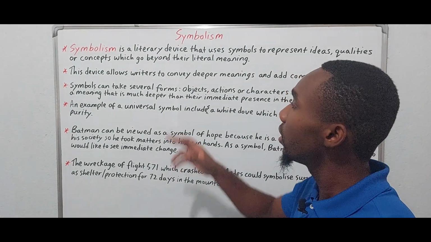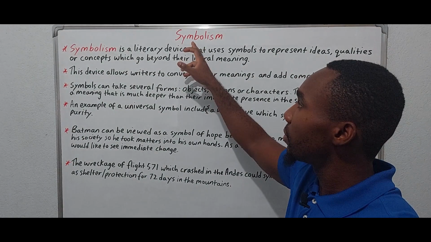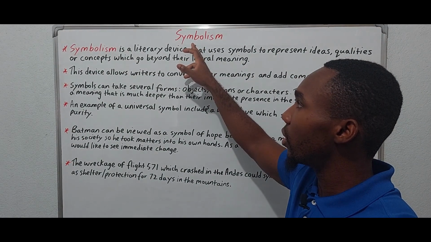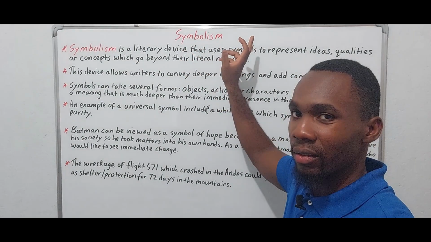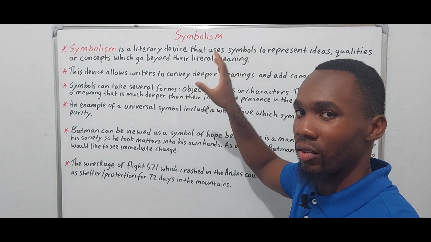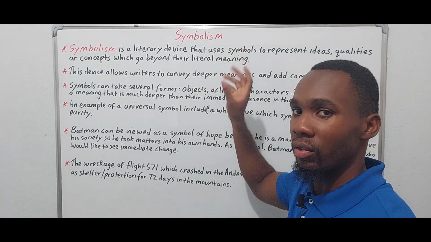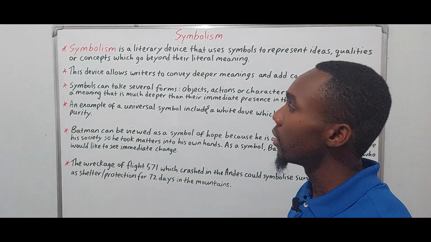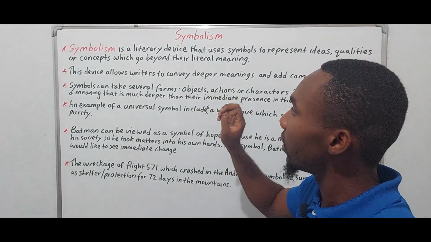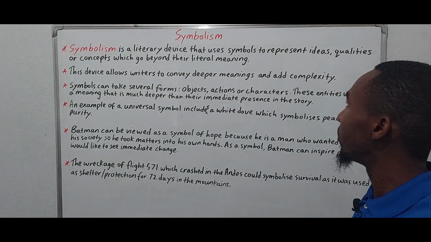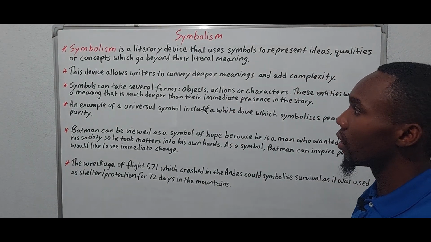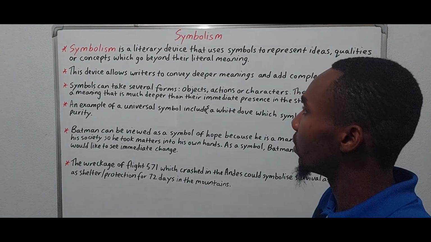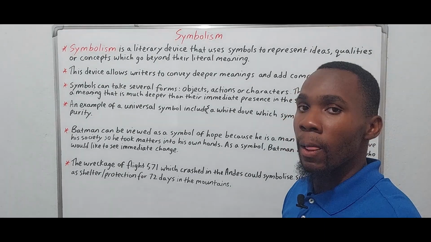And as you can see, symbolism can be broken down into symbols. So symbol forms part of the word, so you know we're talking about symbols. But what is symbolism? Symbolism is a literary device that uses symbols to represent ideas, qualities, or concepts which go beyond their literal meaning. That's right.